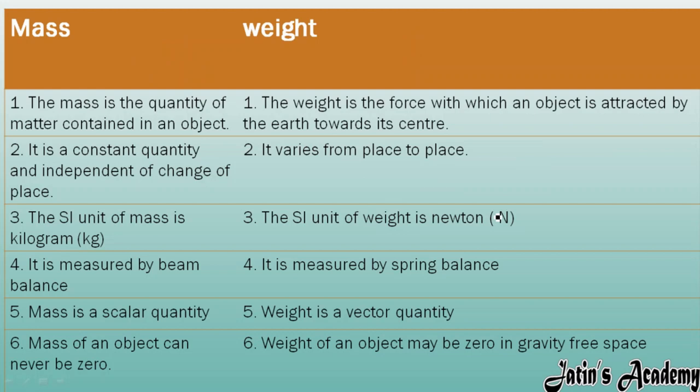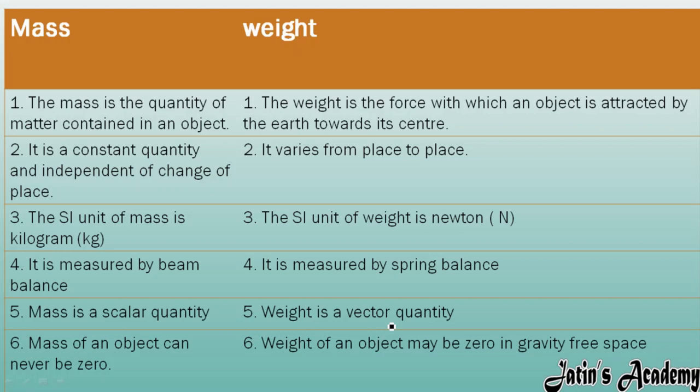Mass is measured by a beam balance. Maybe you have seen this kind of thing. Like this, two pans are there, and two strings are there. So this is a beam balance. And weight is measured by a spring balance. In the next slide, I am going to show you the spring balance also. Mass is a scalar quantity, depending only on magnitude, and direction is not important. Weight is a vector quantity in which both magnitude as well as direction are important.